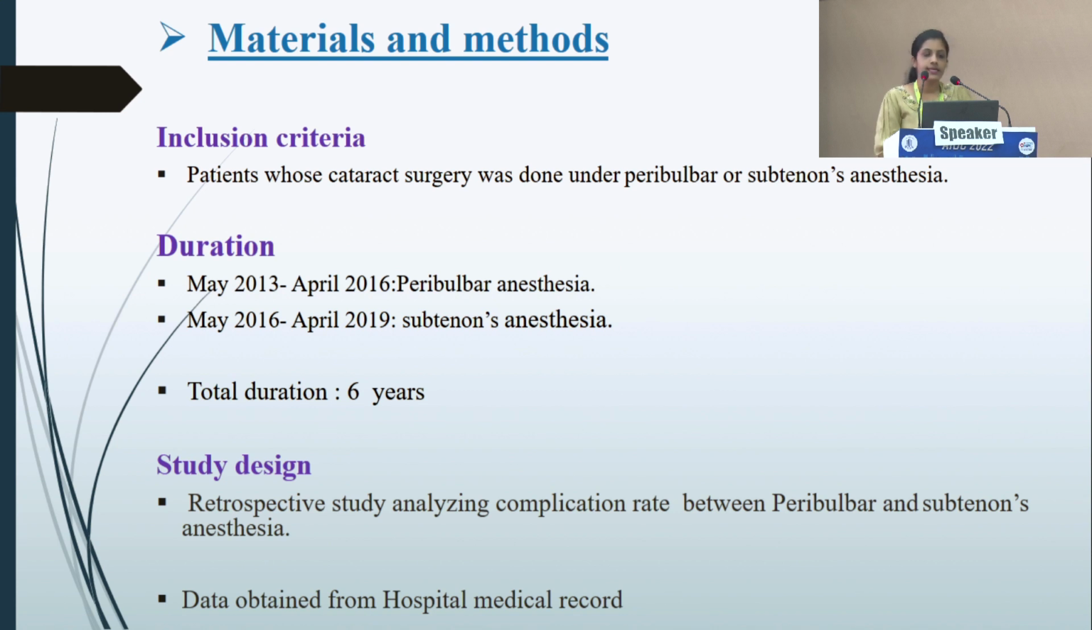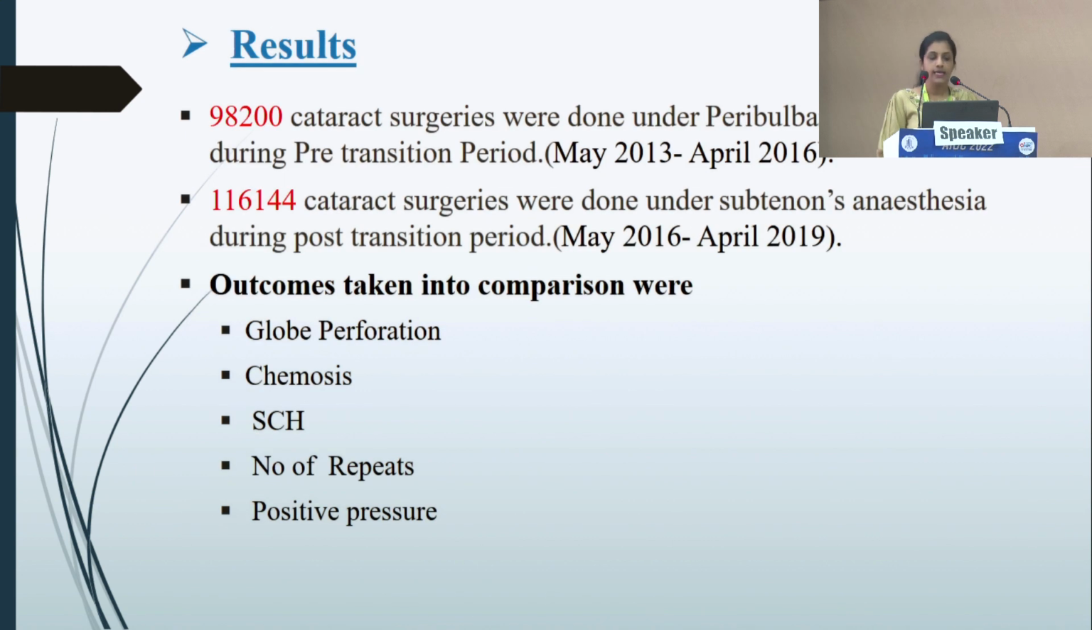Material and methods. Inclusion criteria was patients whose cataract surgery was done under peribulbar or sub-tenon anesthesia. From May 2013 to April 2016, it was peribulbar anesthesia, and then there was a transition, that is, from May 2016 to April 2019, it was sub-tenon anesthesia, and the total duration of the study is 6 years. The study design is a retrospective study analyzing complication rate between peribulbar and sub-tenon anesthesia, and data was obtained from hospital medical records.